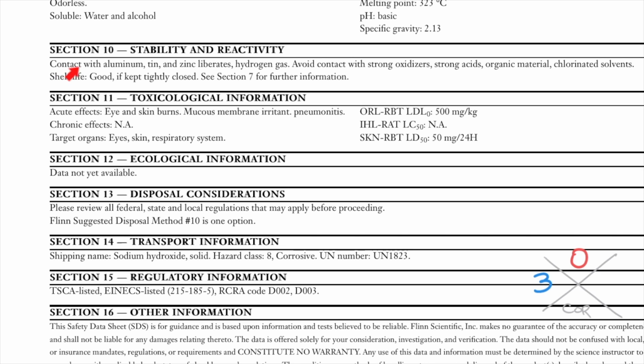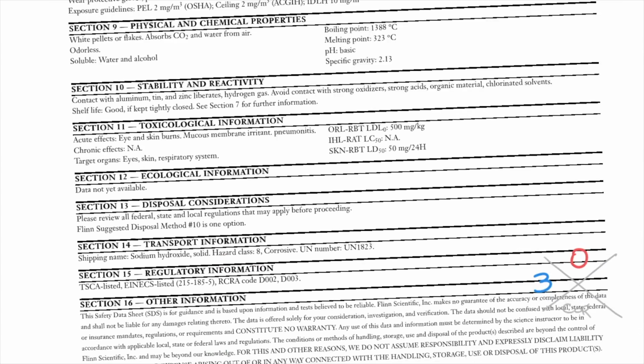Notice also in the contact with all these other compounds or elements, it does react and it does produce hydrogen gas. And so it also says to avoid contact with some of these other types of compounds. And so that alone tells you that there is a little bit of reactivity. So let's see where it actually lies overall in the rating.